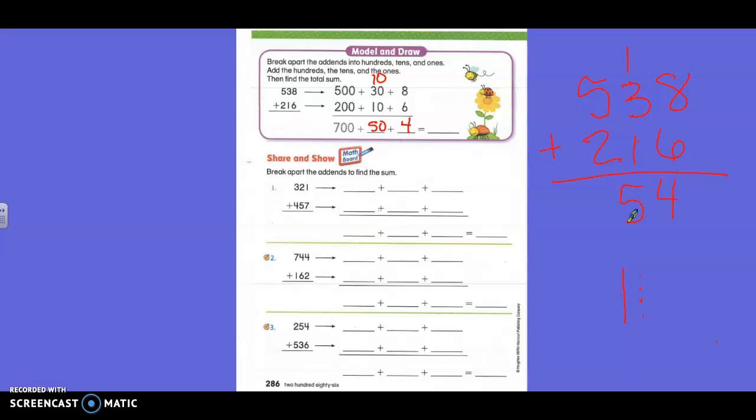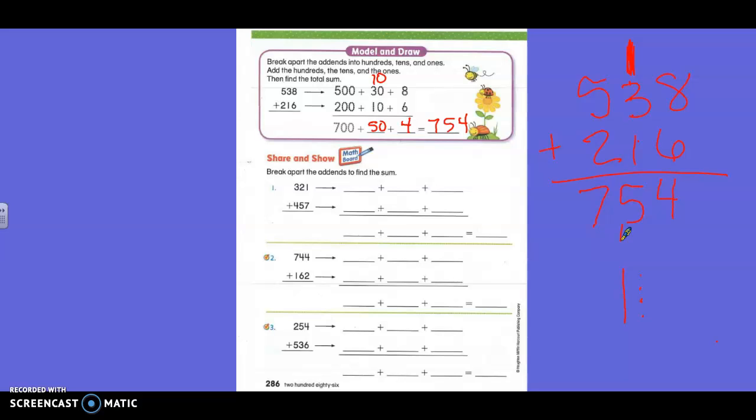And then 500 plus 200 is 700. 5 plus 2 is 7. Did we get the same answer? Yeah. 754. That's why we add the 1. This 1 is not actually a 1. It's a 10. It's actually a 10 when you break it apart. But we're just only going to put it as 1 when we stack it. Okay.